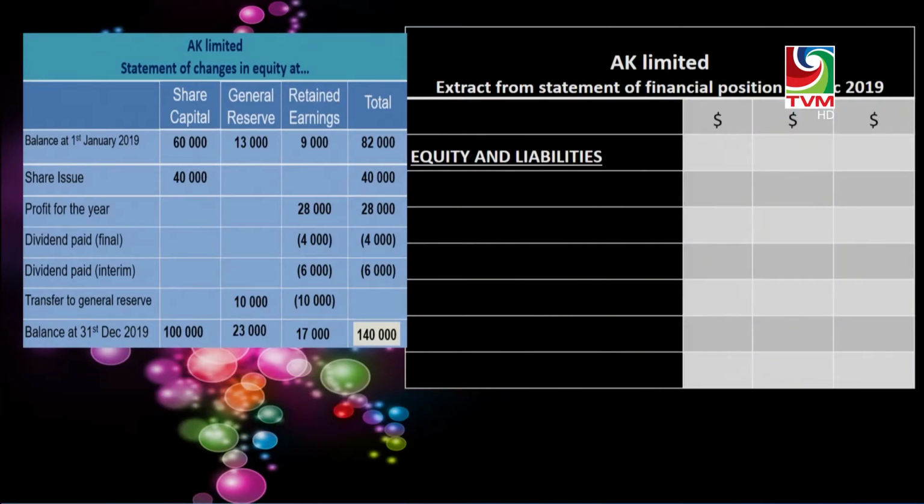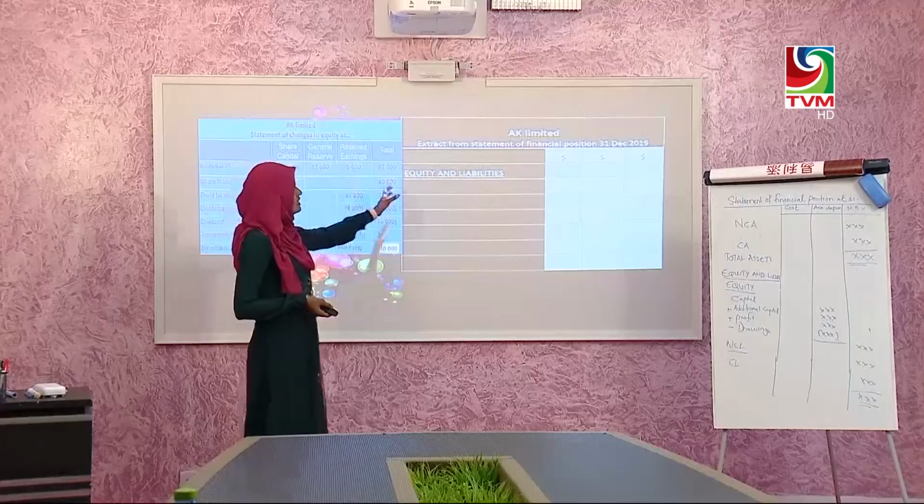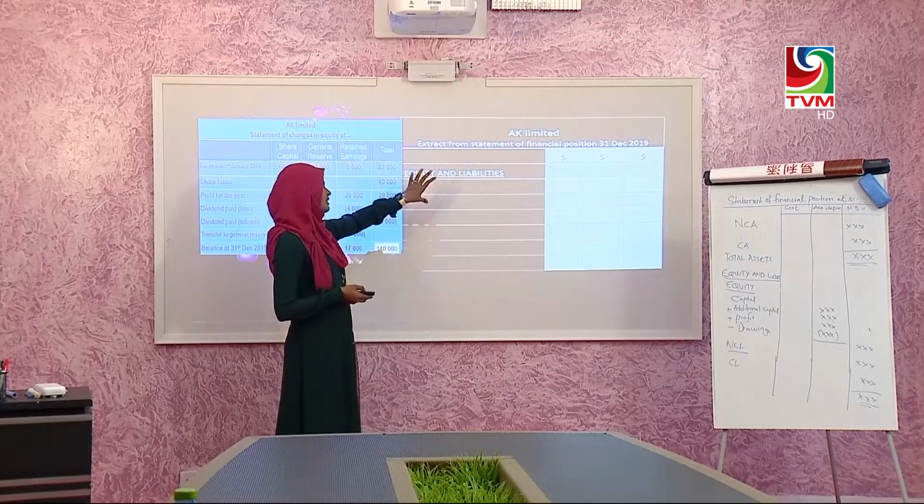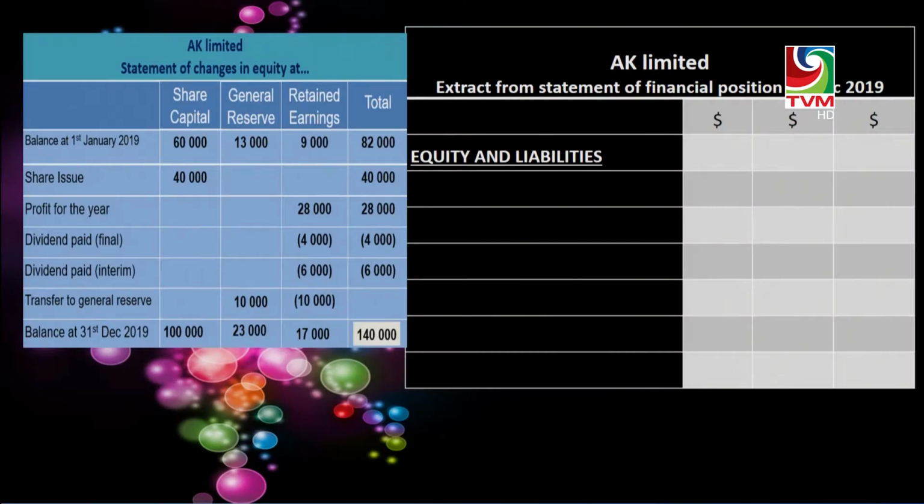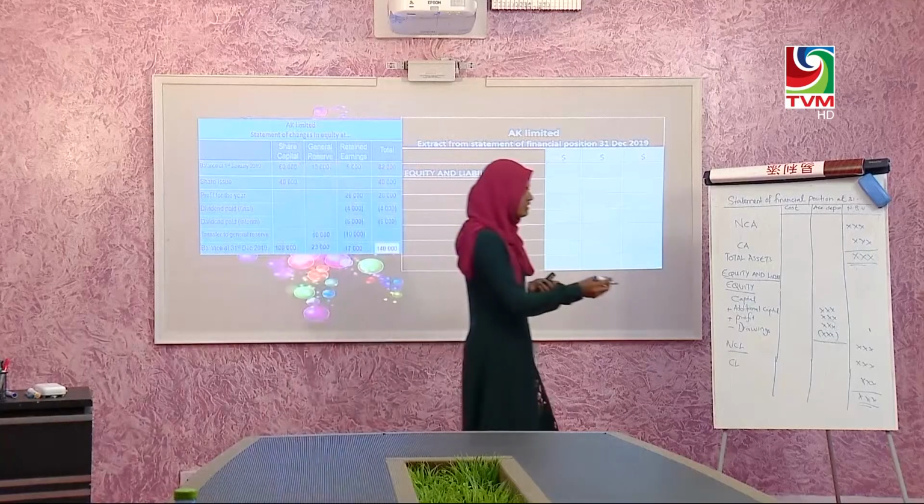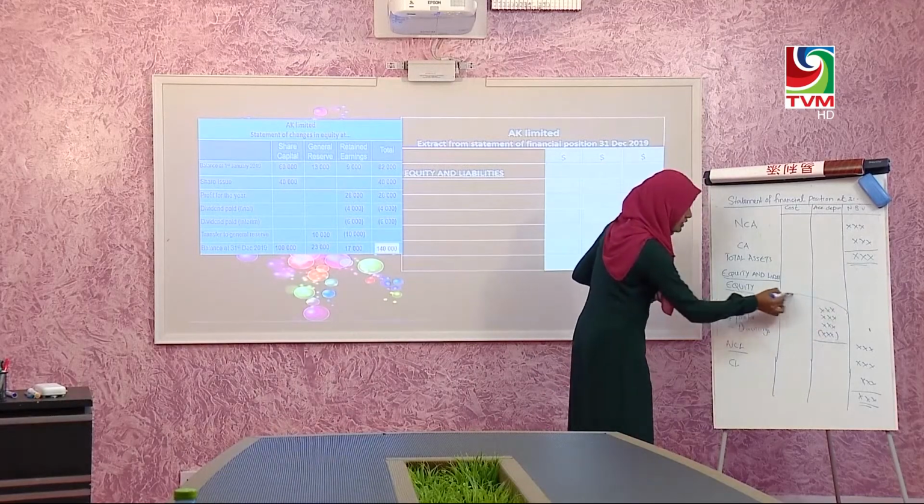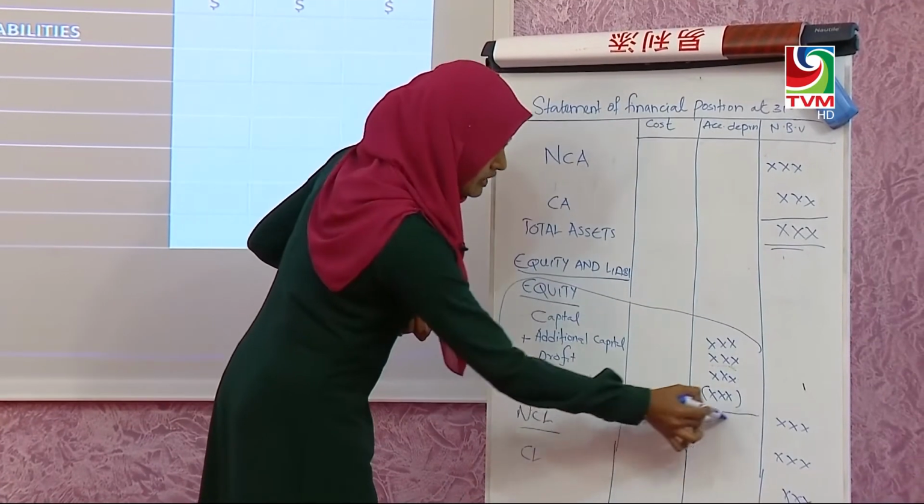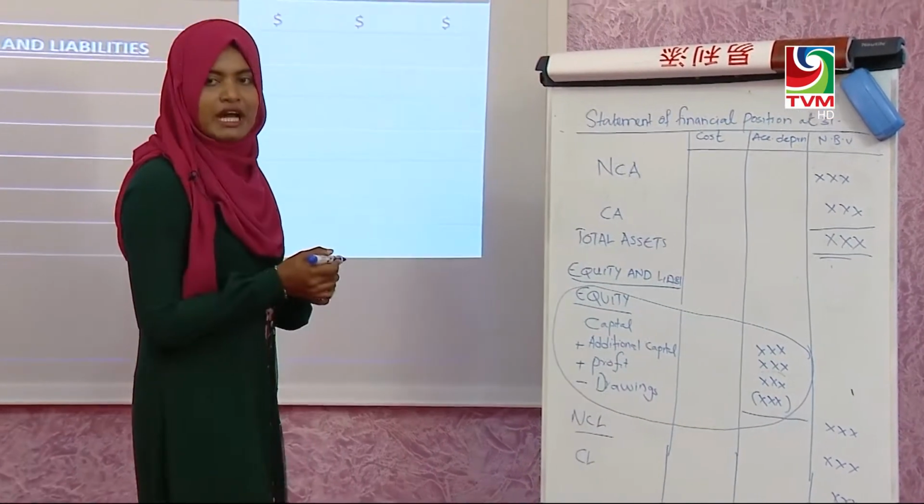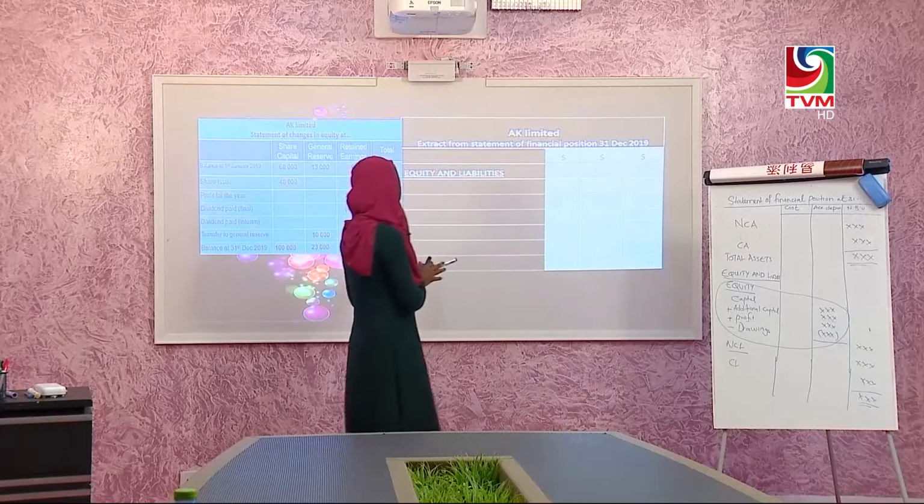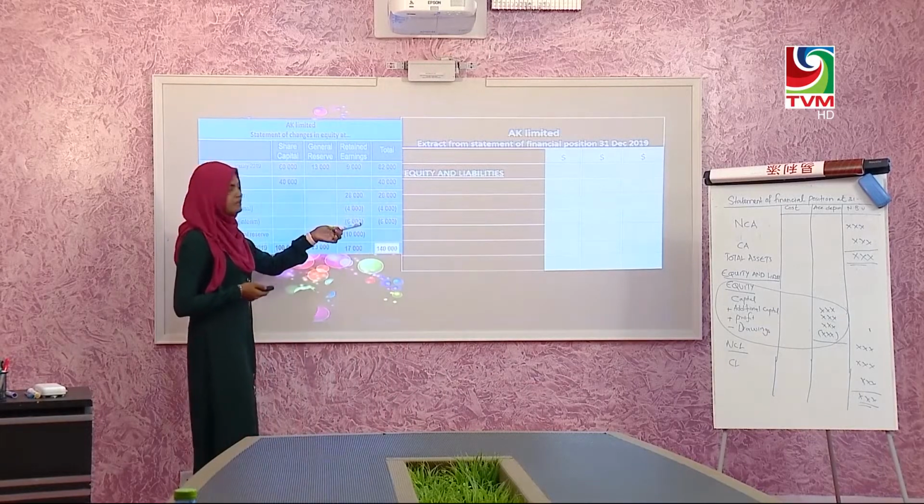Now when we look at the statement of financial position of a limited company, the only difference will be in the equity part here. See, in the sole trader business you can see the equity part is capital plus additional capital plus profit minus drawings. But here in a limited company it will be different.